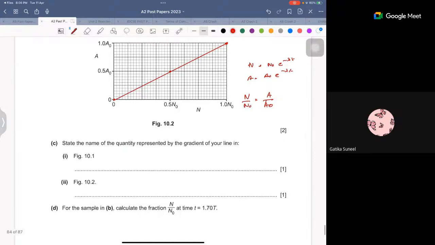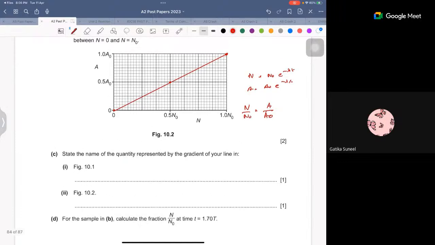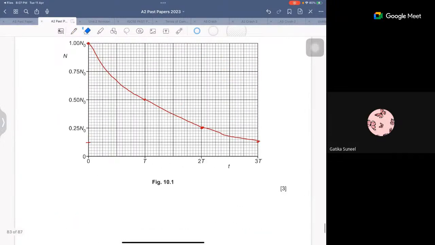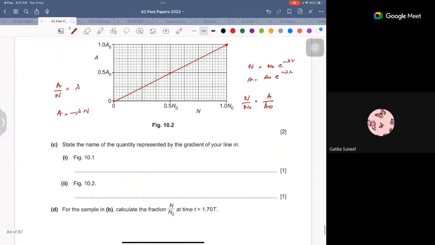Now, it states the name of the quantity given by the gradient of this. If you look at the situation here, A over N is basically the decay constant, because A is equal to minus lambda N. In 10.1, the decay will be change in N over change in time. That is activity. And here it is the decay constant.